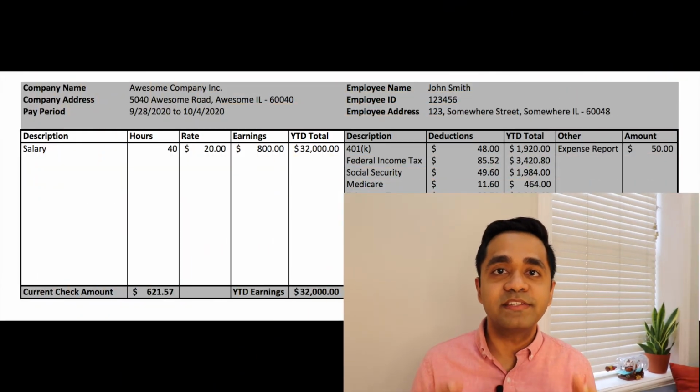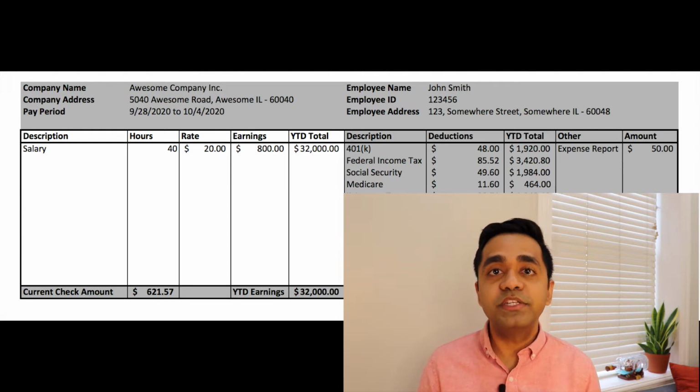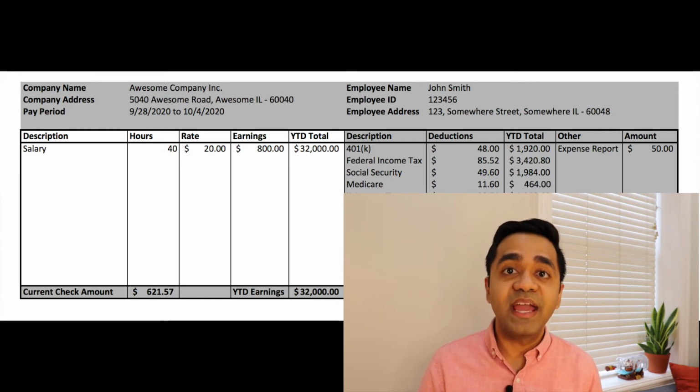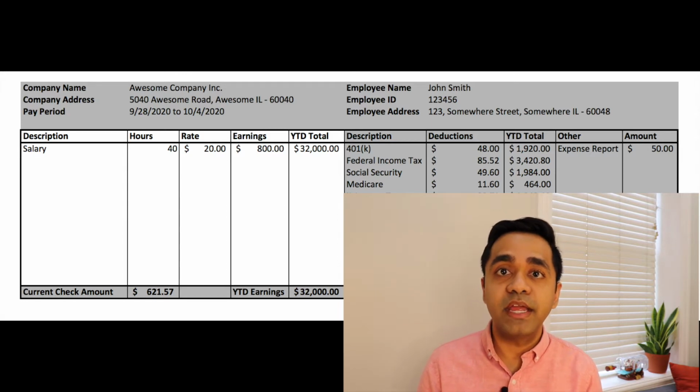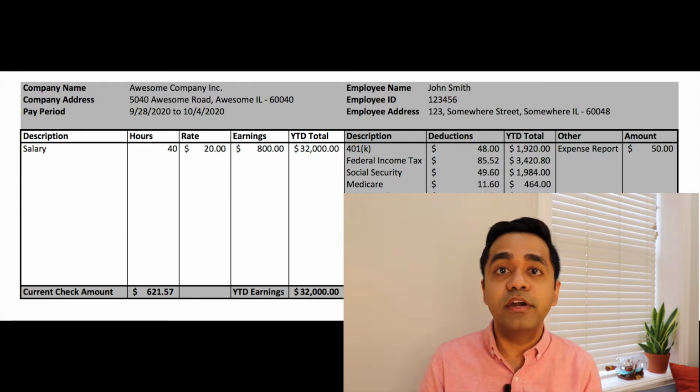The first column is description, under which it says salary. The second column is hours, under which it says 40. This means that John Smith has worked 40 hours this week. The next column is rate, under which it says $20. This means that John Smith is paid $20 an hour for his work. The next column is earnings, under which it says $800. This means that John Smith has earned $800 for this week for his work. The next column over is YTD earnings, or year-to-date earnings, under which it says $32,000. This means that John Smith has earned $32,000 so far this year for doing his job.